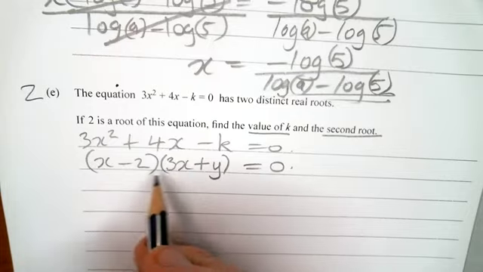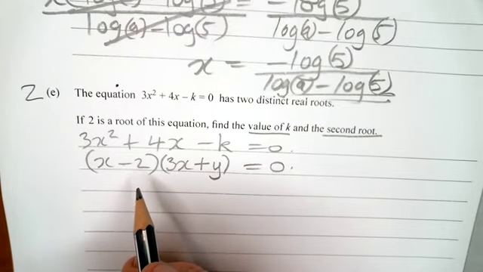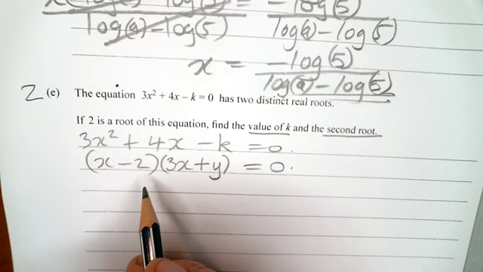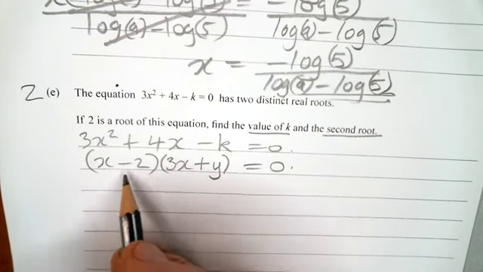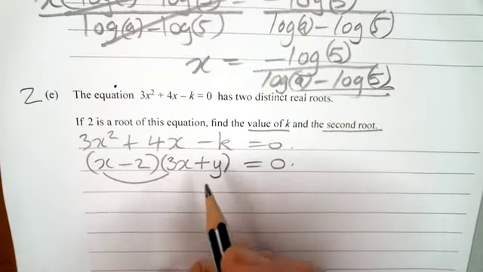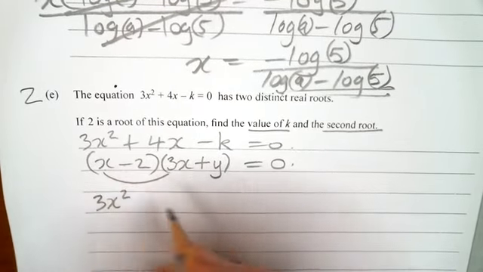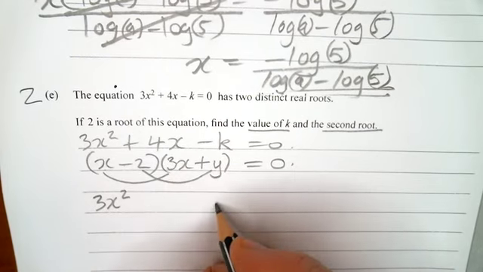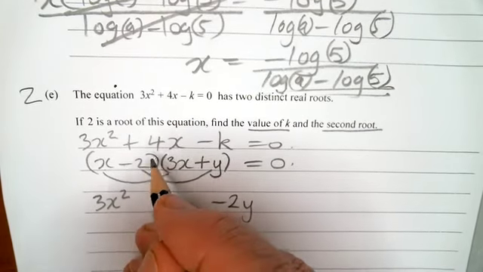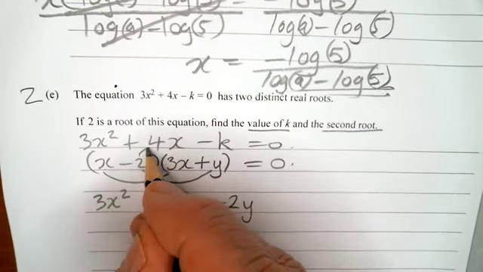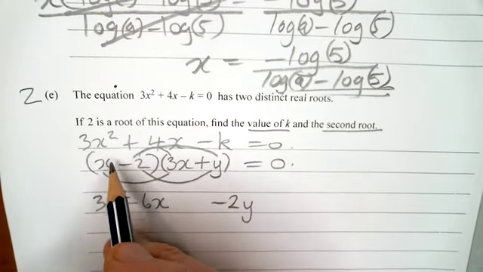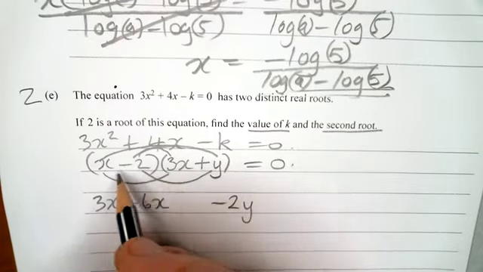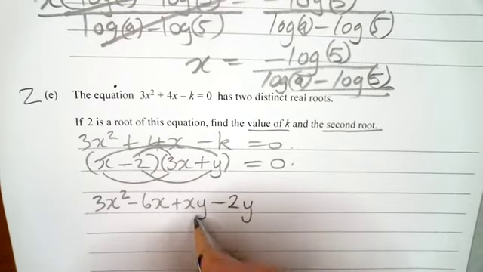Now, if we were to write all this out, we actually know something very useful about this now. So we could factorize this, expand this out. Let's see what we get. We get x times 3x is going to be 3x squared. We've got negative 2 times y is minus 2y. And we've got negative 2 times 3x is minus 6x. And we've got x times y, sorry. I thought I'd done that one. x times y is plus xy.